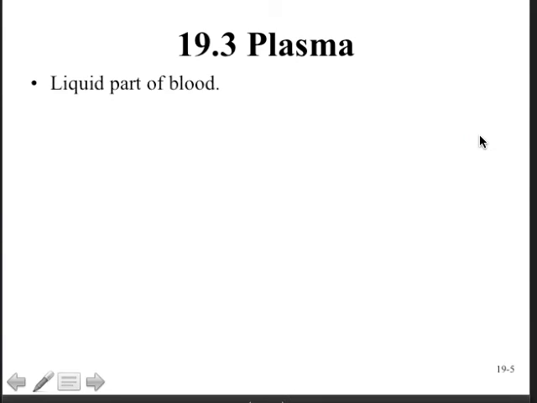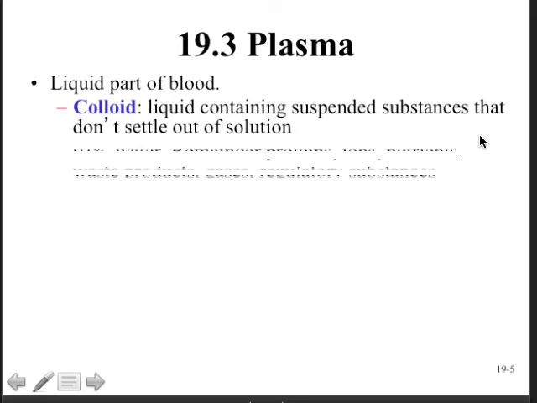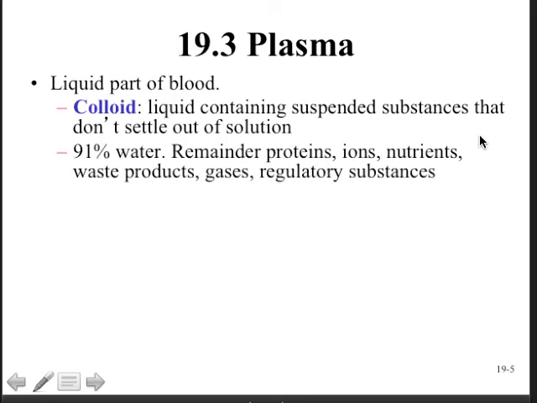So let's look at the plasma. It's the liquid part of blood. It's a colloid, so it's a liquid that has suspended substances that don't settle out of solution. It's 91% water, the rest being proteins, ions, and nutrients, as well as waste products, gases, and regulatory substances.